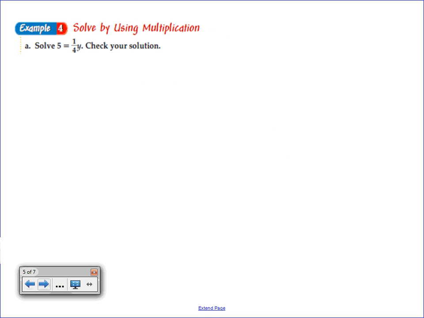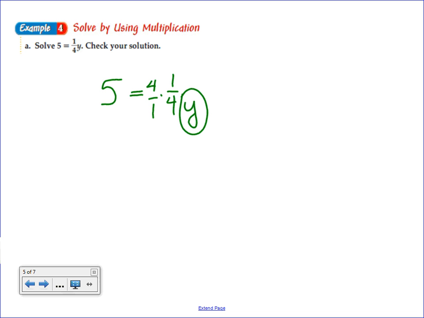Okay, let's try this one last problem. 5 equals 1/4 y. Well, if I multiply both sides, actually, let me erase that. I'm going to give myself a little bit more room here. Sorry, guys. So 5 equals 1/4 y. I want to get the y by itself. If I multiply by 4 over 1, I can get these to cancel each other out, right? So if I multiply this side by 4 over 1, I need to multiply that side also by 4 over 1. Y equals 4 over 1, or 4 times 5 is 20.